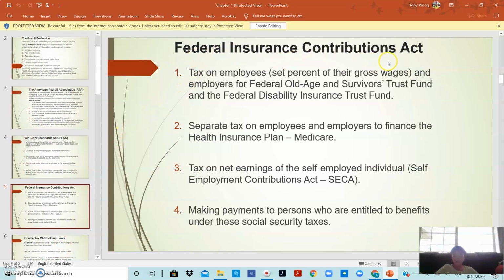The Federal Insurance Contribution Act. This act is on the employee and employer. They tax on employee and employer for the Social Security and the Medicare. They also tax self-employed individuals, such as if you are an independent contractor, or if you open a 7-Eleven store and you file 1040 Schedule C, you are subject to this act.